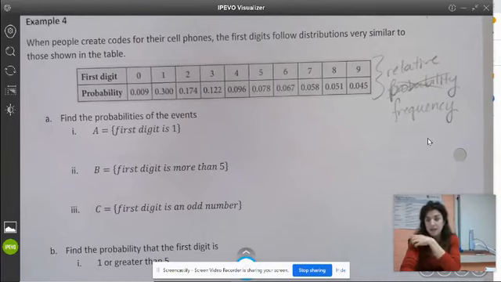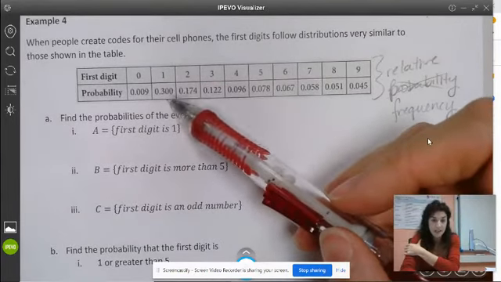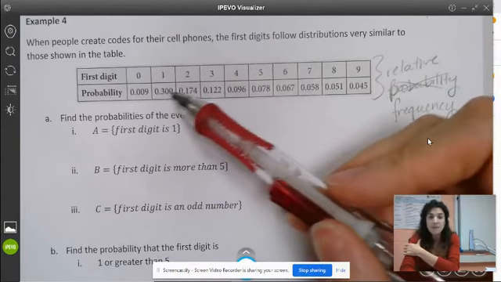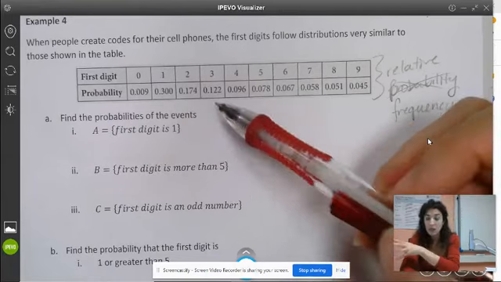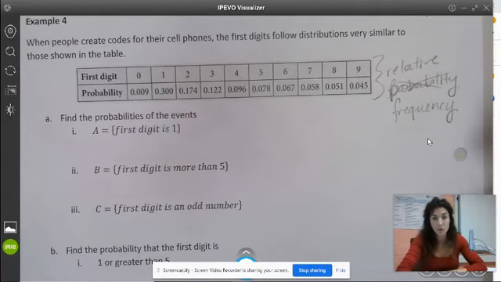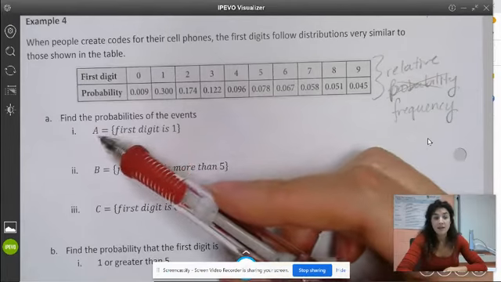All right, so this is where they've done studies, and this is the outcome: like 30% of the time people choose one, right? So this is something that's not an equally likely outcome. You're using a table to answer these numbers, and that's where relative frequency or relative probability comes in. We want to find the probabilities of these events.